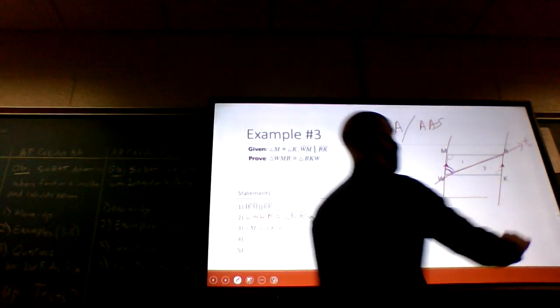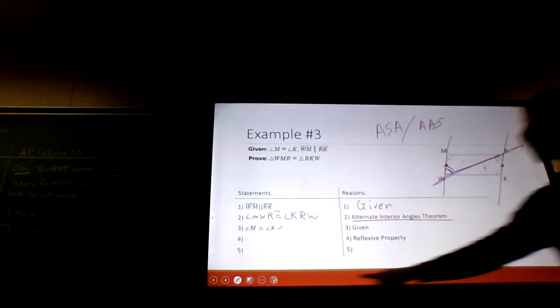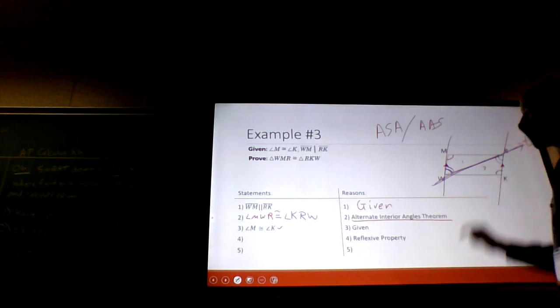KRW. Guys, this was your test last week. Yeah, you forgot about that. Those are alternate interior angles. Remember, this is the transversal. This purple line's the transversal. Are these two angles on alternate sides of the transversal? Are they inside the parallel lines? That's alternate interior angles. Okay, so we've got an angle congruent to an angle. Oh, and we're given that this angle, M, is congruent to this angle, K, correct?